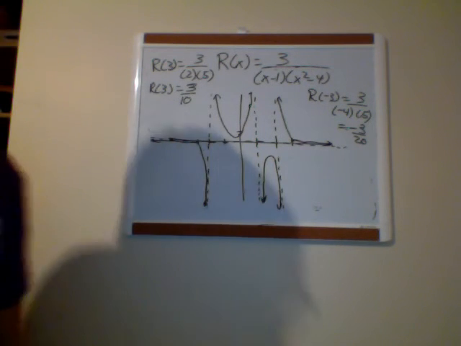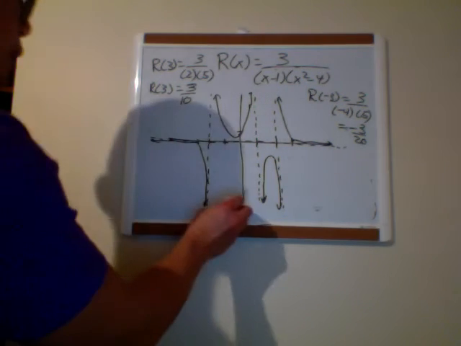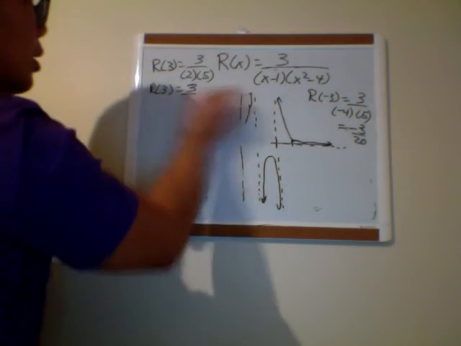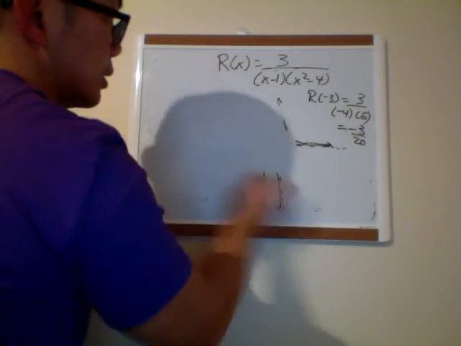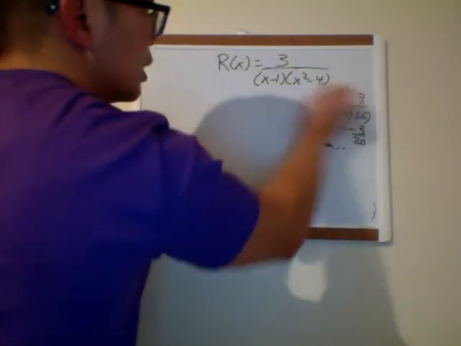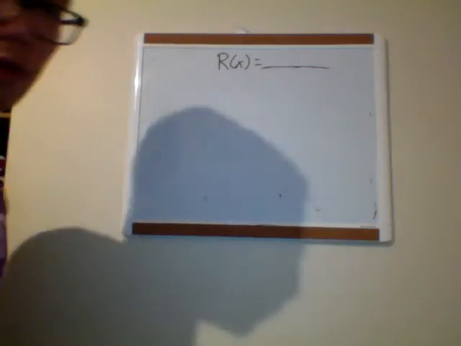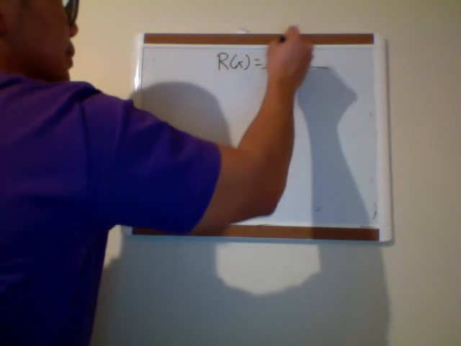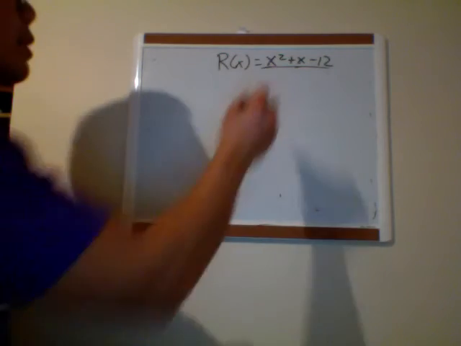Okay, so that's the first one. Now let's go to the second one. The second one is r of x. And so now we have two different polynomials. We have r of x on top. It's x squared plus x minus 12. And then the bottom is x squared minus x minus 6.